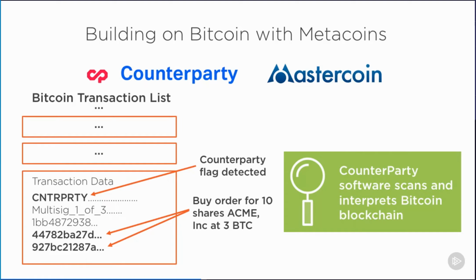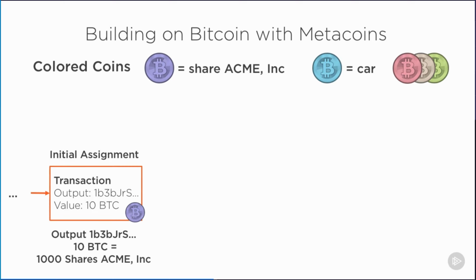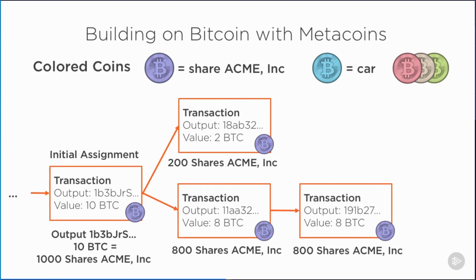Another similar concept is colored coins. The idea here is to track ownership of assets beyond just Bitcoin. Again, participants must run special software that tracks the blockchain and interprets specially marked addresses as having extra meaning. Suppose a given output is interpreted to mean ownership in a company. Then when that output is used as an input to another transaction, the shares of that company can be transferred. If the coin is split in two, the ownership splits in two according to the value of Bitcoin sent.